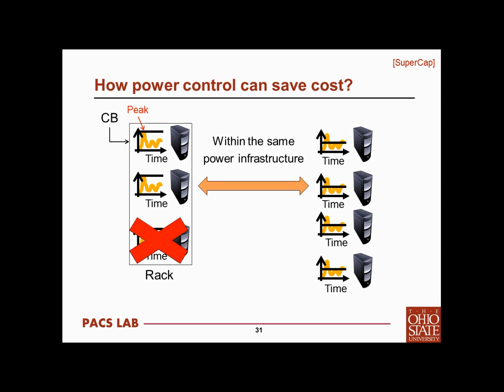The more servers we can host in the data center, the less money for each server, the less overhead for each server. So power control can reduce the operation cost of a data center by enabling more servers to be deployed in the existing infrastructure. That's how power control can reduce the operation cost of a data center.